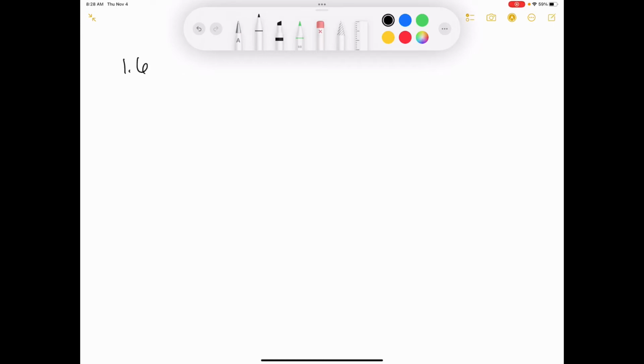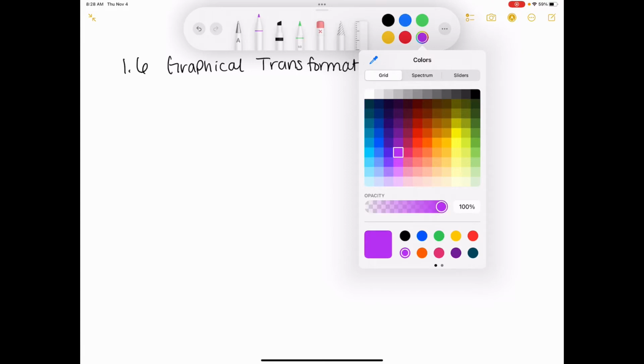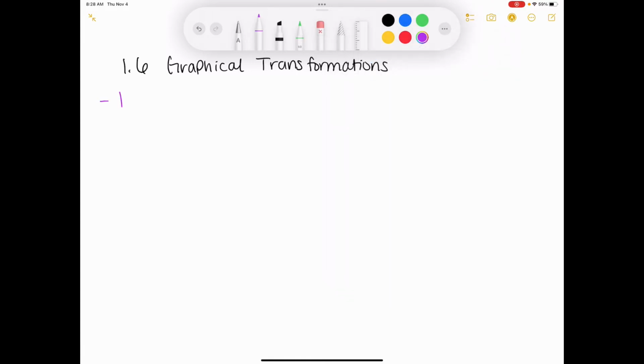1.6 Graphical Transformations. Alright, transformations. Functions that map real numbers to real numbers.